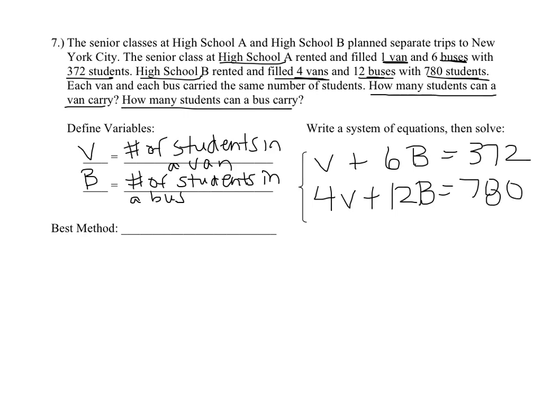Method I would use here. Because I like elimination, I personally would use elimination. What I would do is multiply the whole top equation by -4 to cancel out my V's, or you can multiply the whole top equation by -2 to cancel out your B's. You also, though, because that V is right there and all you'd have to do is subtract 6B from both sides to get it, you could also use substitution. Either one is really good.